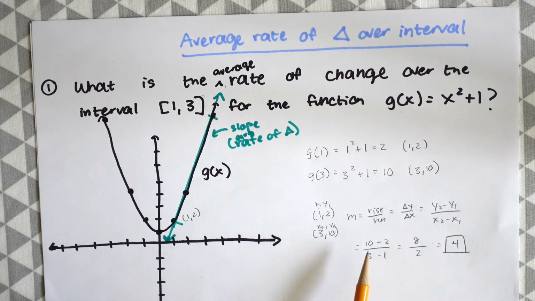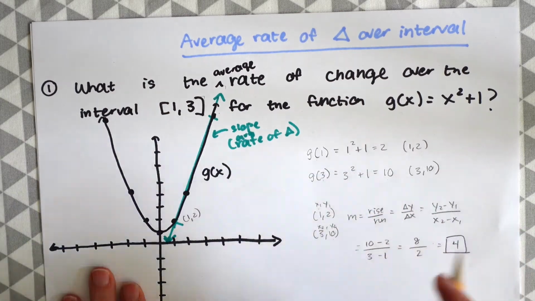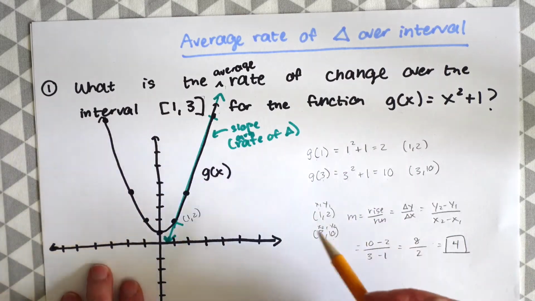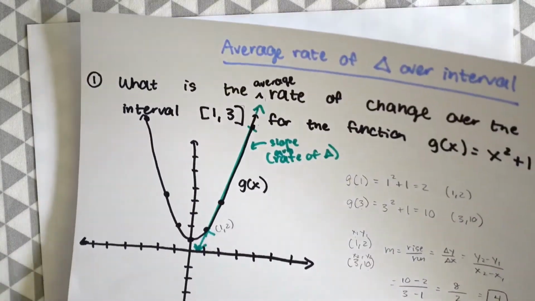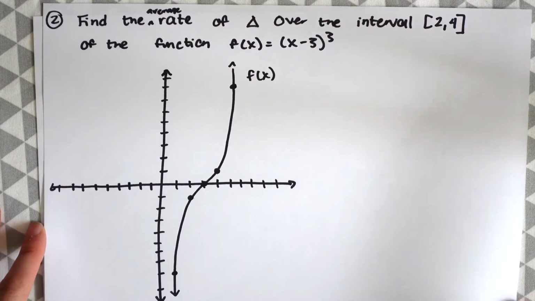So they're really very easy to solve. You just need to know the slope and kind of understand what we're doing here, finding the slope between 2 points on a bigger polynomial graph. So let's try another one.